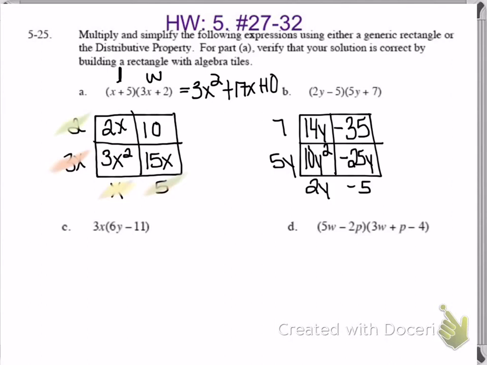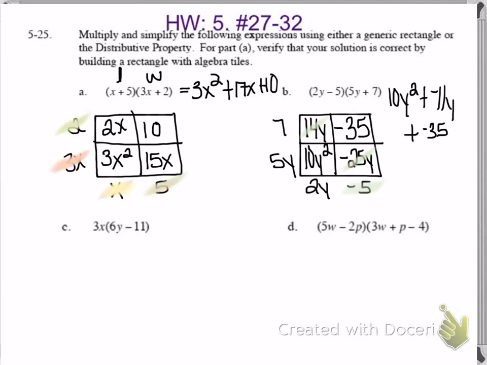For letter B, be careful, you need to make sure you represent that -5 with a negative. Be careful when you're combining like terms with both positive and negative y's. Your final answer should say 10y squared plus -11y plus -35. Let's check the answer to letter C.